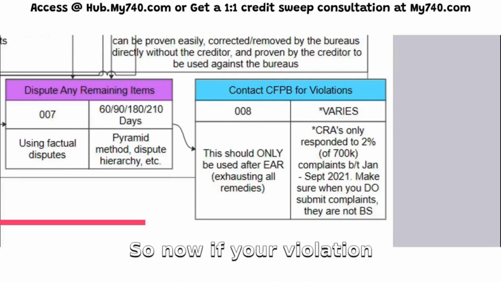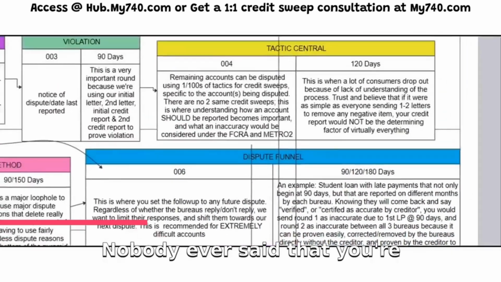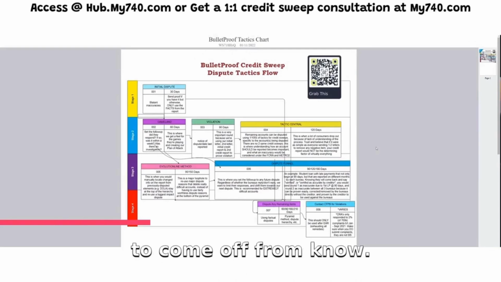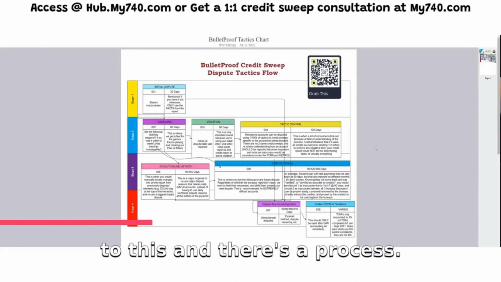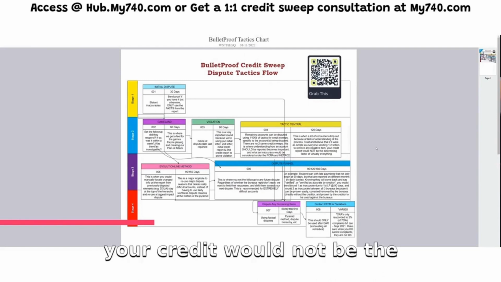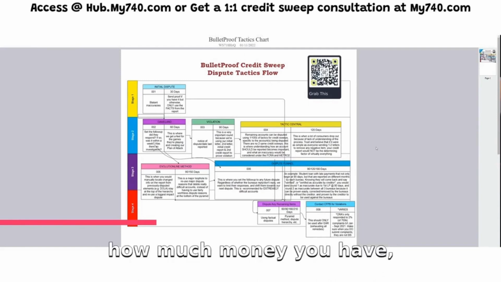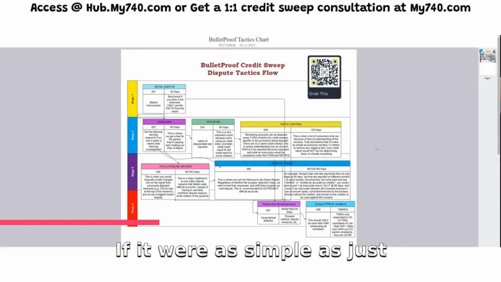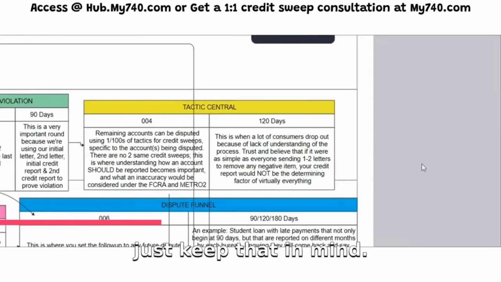So now if your violation round doesn't work, that's okay. Nobody ever said that you're just going to send 1 or 2 disputes and that your negative items are going to come off. No, there's a very specific flow to this, and there's a process, okay? Your credit would not be the determining factor of basically everything: where you live, where you work, how much money you have, where your kids go to school, all that kind of stuff, if it were as simple as just screwing up your credit and doing it all over again, okay? So just keep that in mind.